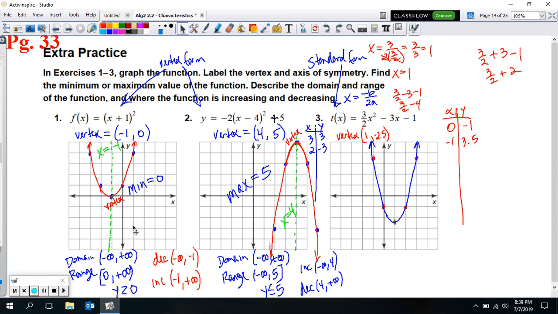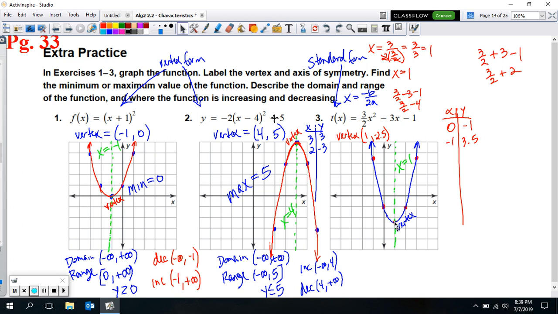It is a little thinner than the parent graph pattern, but it's not as thin as this next one here, because this was 1.5, this was 2. Now we need to do all our other things, which is label that vertex. Go ahead and slap the label on it. Label your axis of symmetry. Draw your dashed line. Label it as x equals 1, which is the same number as the x coordinate of the vertex. We're going to find our maximum or minimum.